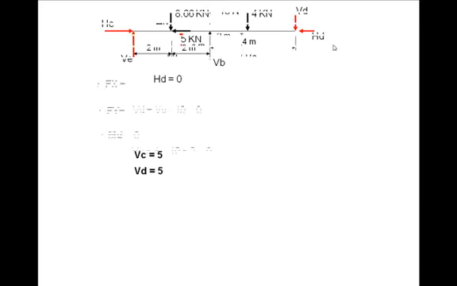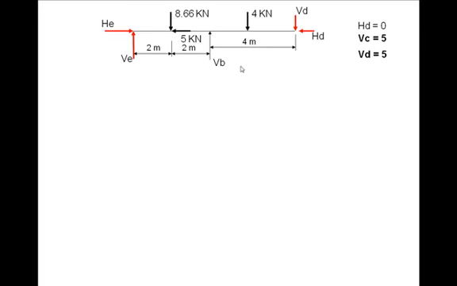Okay, so far so good. Let's keep this data aside and let's look at the central beam. Now see, this VD and HD we will take as known loads. So HD is 0 and VD is 5. You apply it here, and to this whole thing you apply sigma Fx equals 0. I get HE minus this 5 is 0, and therefore HE is 5. Sigma Fy equal to 0. VE plus VB minus 8.66 minus 4 minus VD is 0. So I get VE plus VB as 17.66, and I take moment about E.